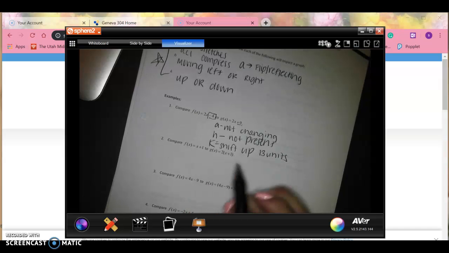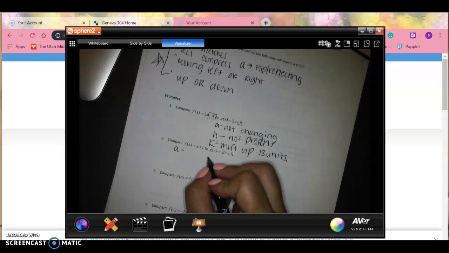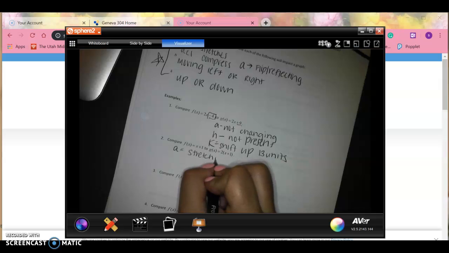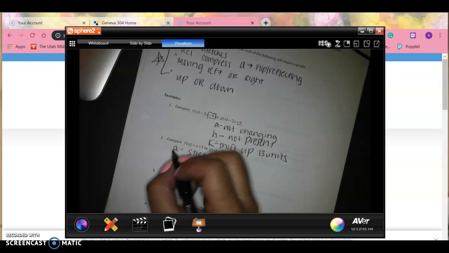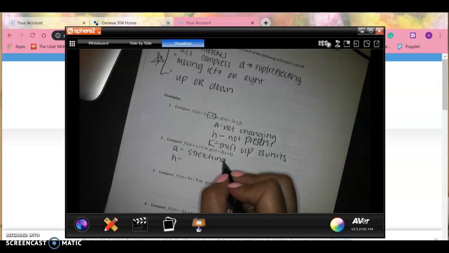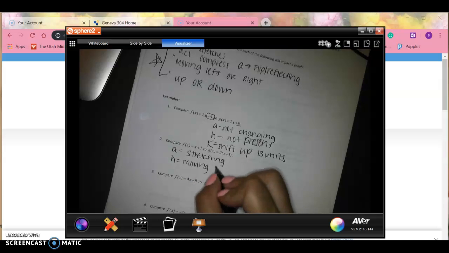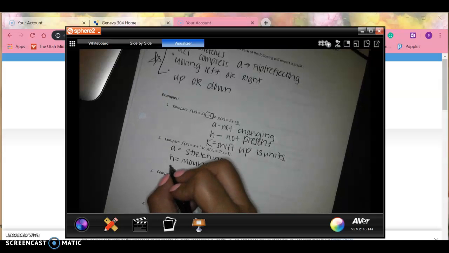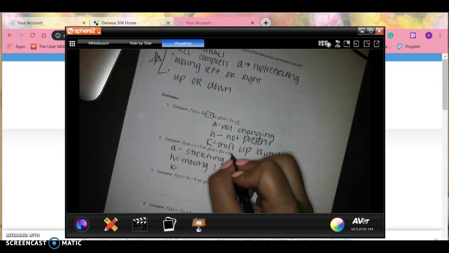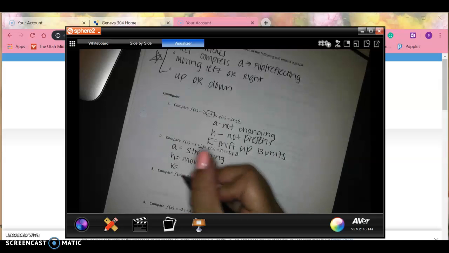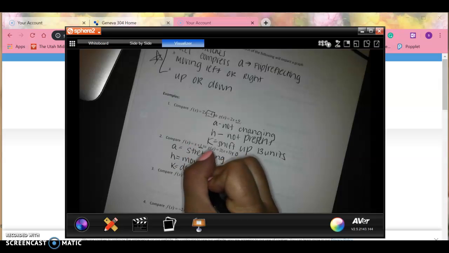When we're comparing this next one, A, well, what's happening to A? My A is bigger than 1, so we know it's stretching. My H looks to be moving right 1. And my K, it shifts down because now it's plus 0 at the end, where before it was plus 1, so my K is shifting down 1.